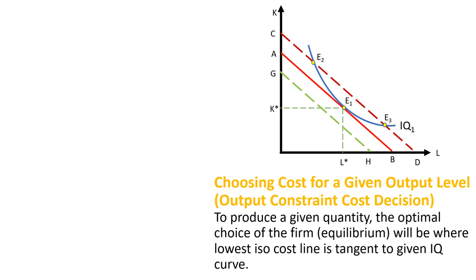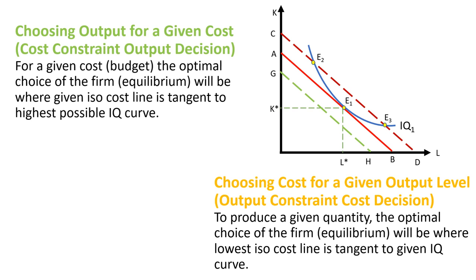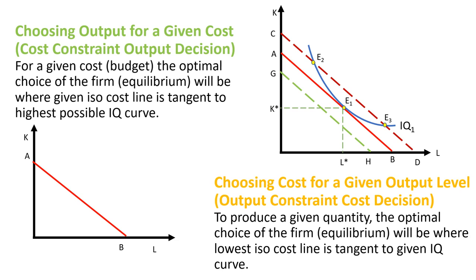Next is choosing output for a given cost. That is, we assume that now the manager of the firm is allocated a certain budget. He can hire any combination of labor and capital with this budget and can produce the commodity in any quantity. Now, in this case, the optimal decision will be producing the most quantity possible. That is producing the maximum quantity that is possible utilizing all this budget.